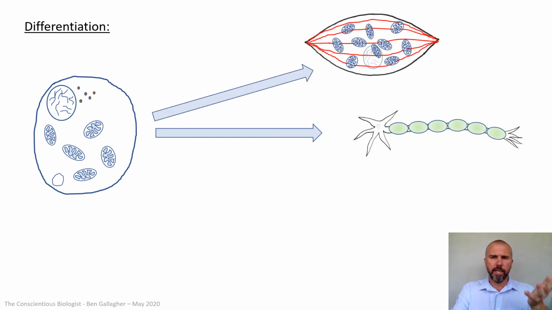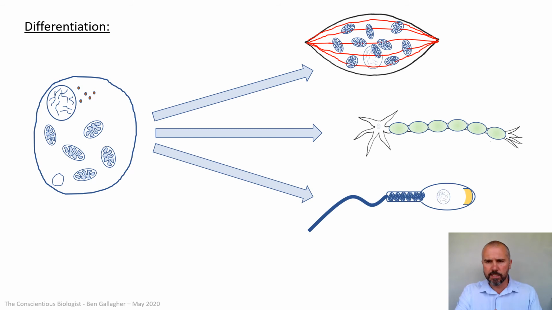But it didn't have to do that. It could have turned into that cell, or it could have turned into that cell. Now, these three cells above me here, these are the three cells we're going to talk about during this video. But you can see they're very, very different to that one over there. So how did that happen?